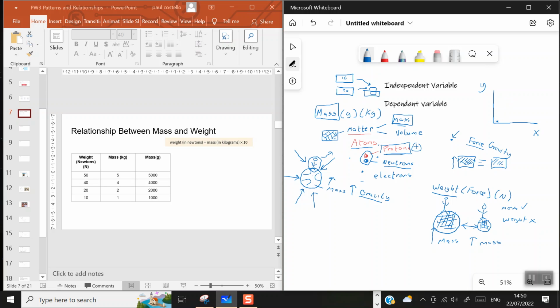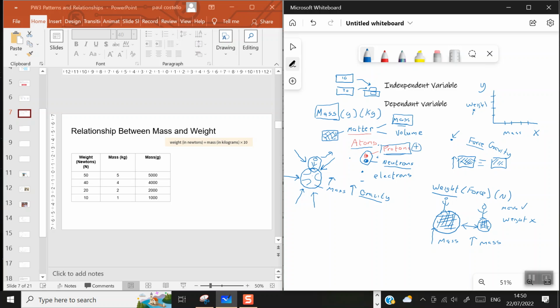And what you'll find is, let's say if we plot a graph, the thing that we are weighing, or the thing that we're measuring, is the dependent variable. In this case we're measuring mass, so we put mass down here. And then the independent variable is the thing that we are changing. Okay, so in this case we're going to be changing the weight.